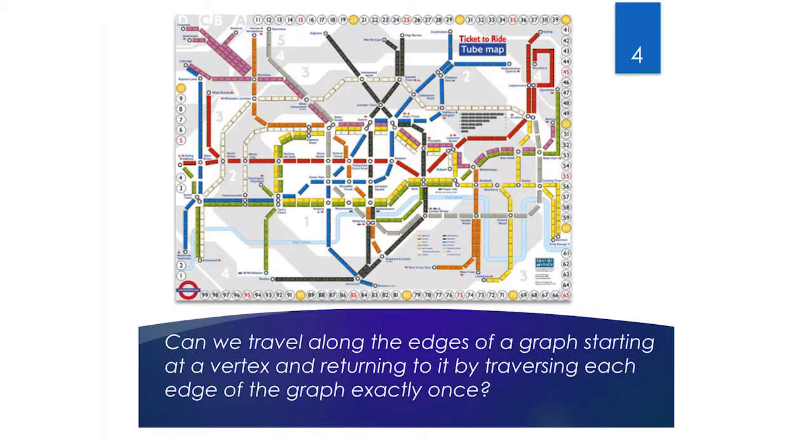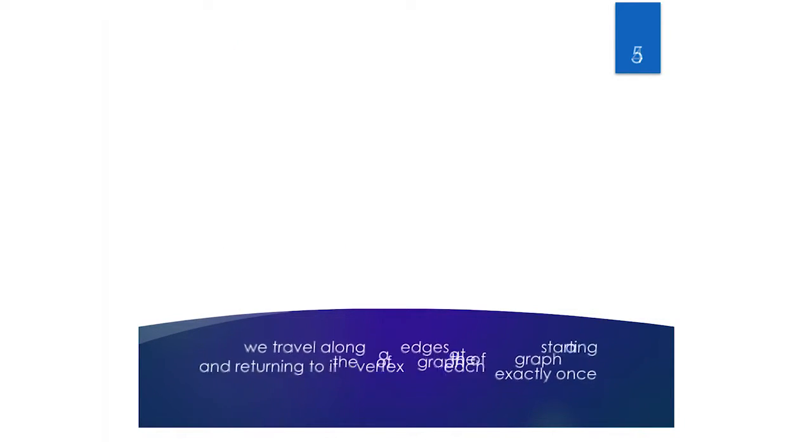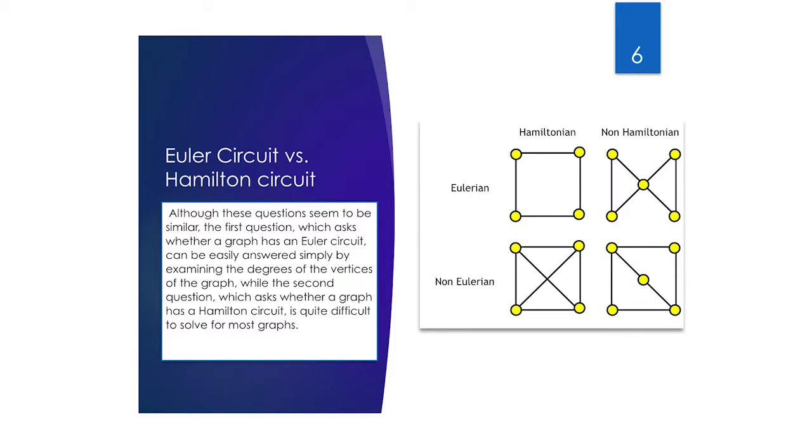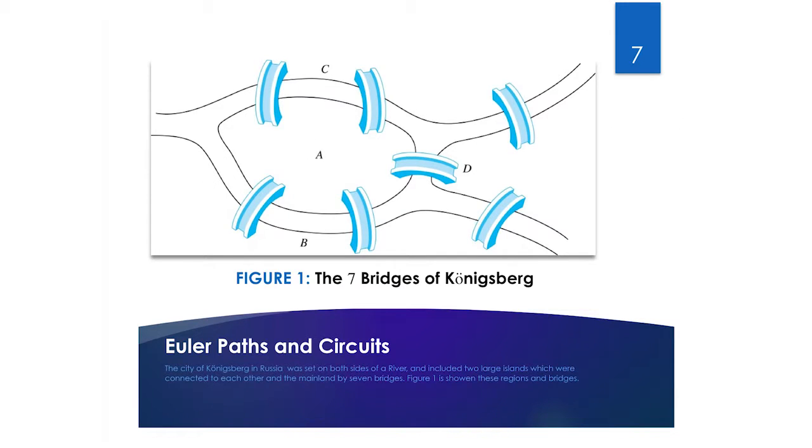Although these questions seem to be similar, the first question, which asks whether a graph has an Euler circuit, can be easily answered simply by examining the degrees of the vertices of the graph. While the second question, which asks whether a graph has a Hamilton circuit, is quite difficult to solve for most graphs. In this video, we will study this question and discuss the difficulty of solving it, although both questions have many practical applications in many different areas.